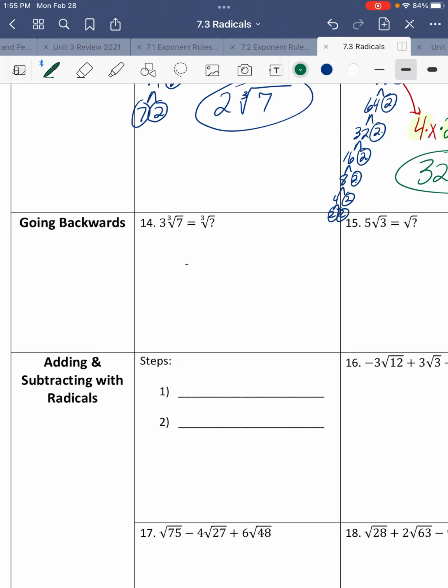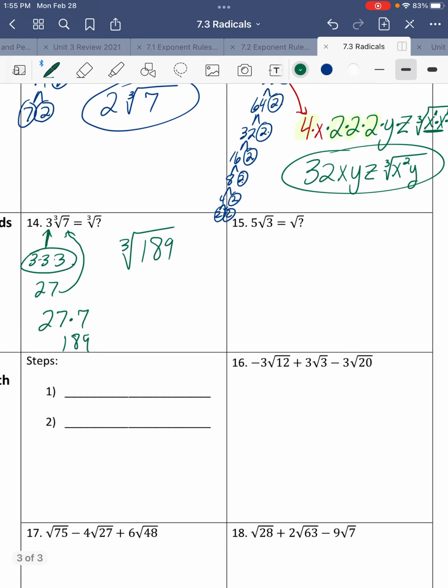All right, let's go backwards. So going backwards, what do we have to do? To get a 3 on the outside, you had to have a group of 3, 3 3's. What is 3 times 3 times 3? That's 27. So we're going to bring that on the inside. Really what you've got to do is take 27 times 7. 27 times 7 is 189. So it's 189. That's got to be what's underneath. So 3 cube root of 7 is the cube root of 189.